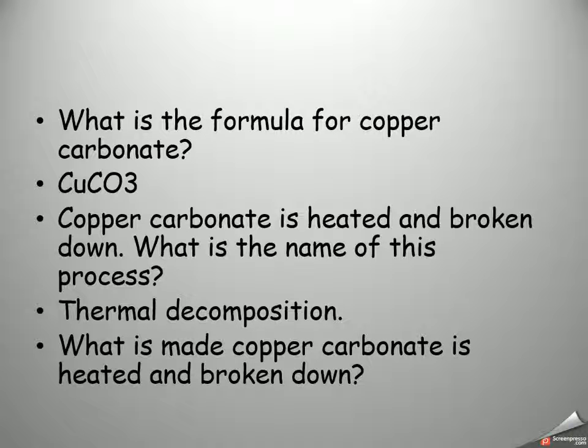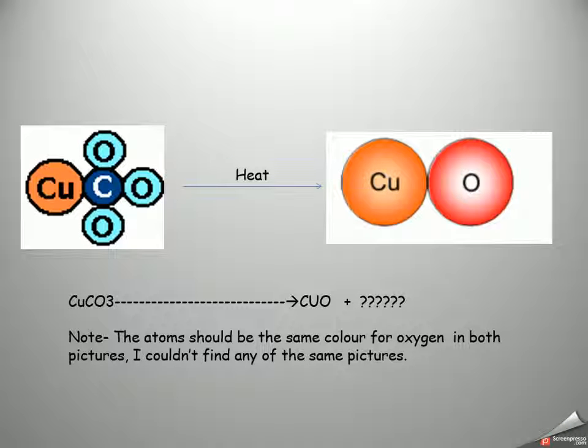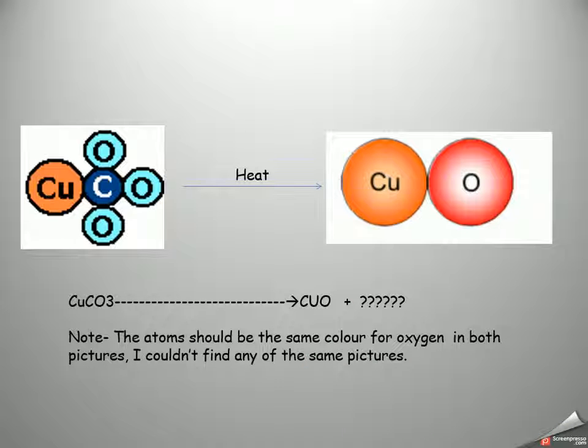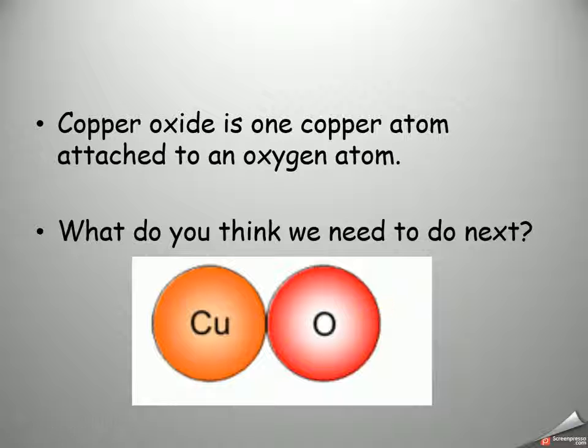You get copper carbonate, CuCO3, heated up, and it makes copper oxide, just like the calcium one, exactly the same. And by the way, what is given off? Carbon dioxide, again, exactly the same as the other reaction. So this is copper oxide, which is one copper atom and an oxygen atom.